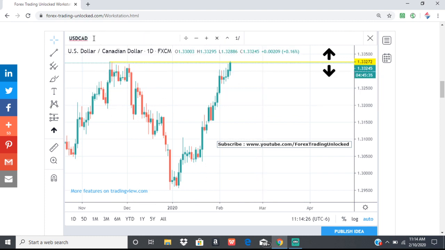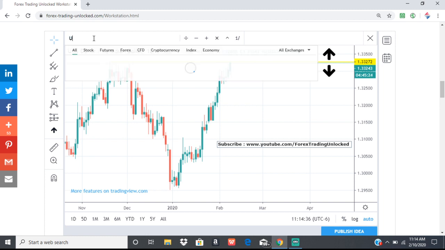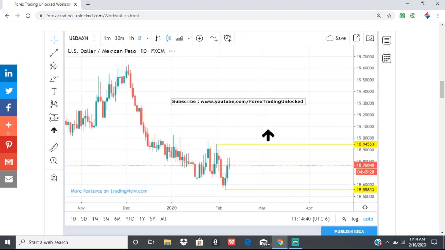So right now we have another currency besides the euro and the Swiss, and now we have the Canadian dollar, all showing strength versus the US dollar. The British pound is the only one that's not quite showing that today. And now we have the US dollar Mexican peso. This is such an indecisive trade.